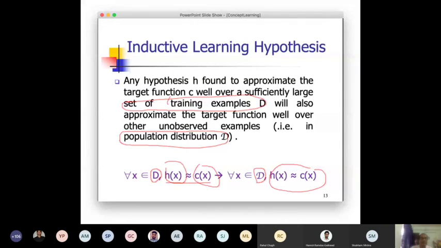See, this X is an element of D, which means X is the input set. Okay. Training example. Training example is the subset of the population distribution. That's right. Training example has to be subset of the population distribution. You're right.